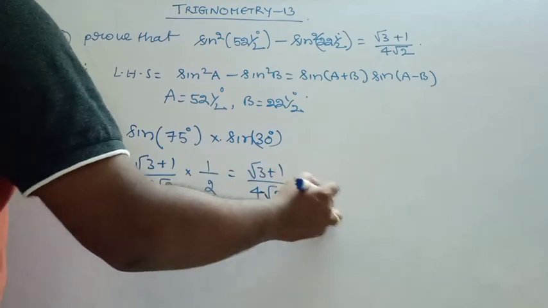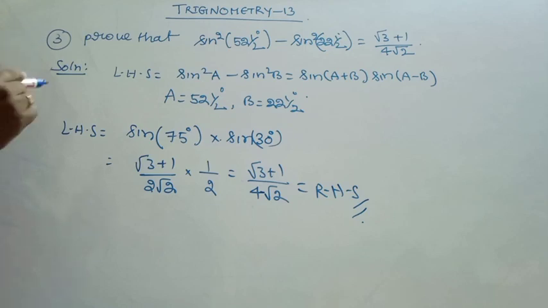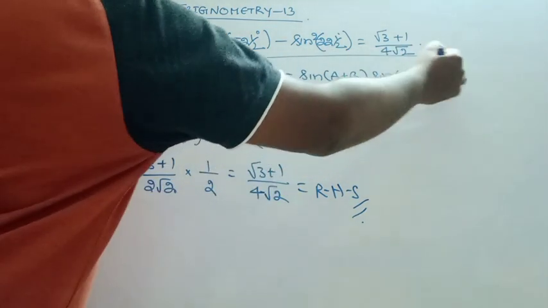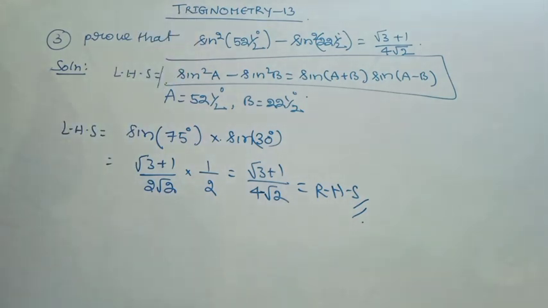Now this is the right hand side part. And here the main application of the concept is sine square A minus sine square B is equal to sine A plus B into sine A minus B. By using this formula, we achieved this particular problem. It's a very, very important kind.